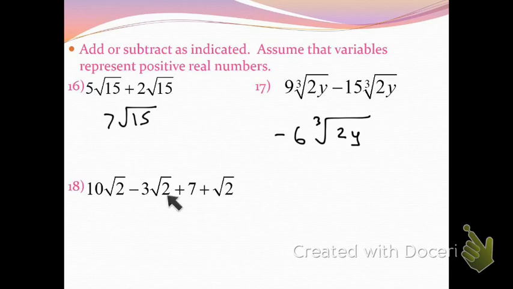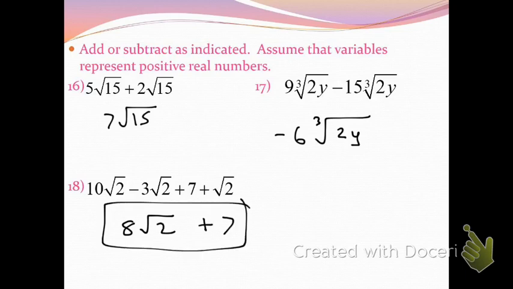Now be careful here. Follow me. Here, here, and here are like radicals. 10 square root of 2 minus 3 square root of 2, which is 7, plus 1 gives me 8 square root of 2. But that plus 7 is not like, so it's just like x's and y's. You can't combine them.